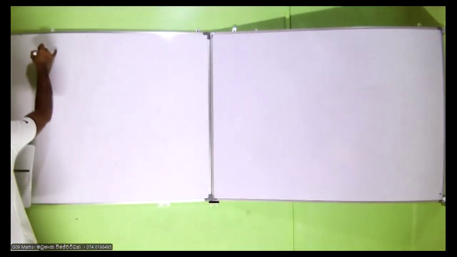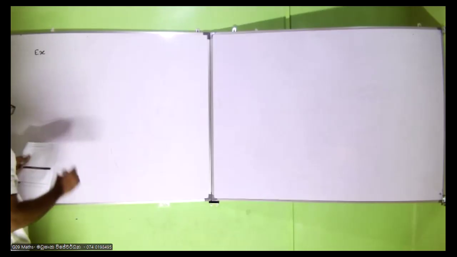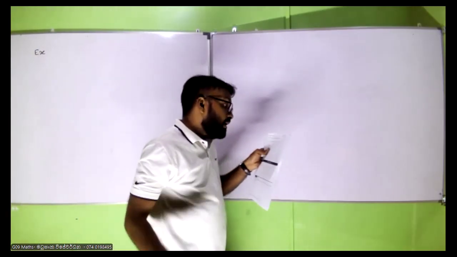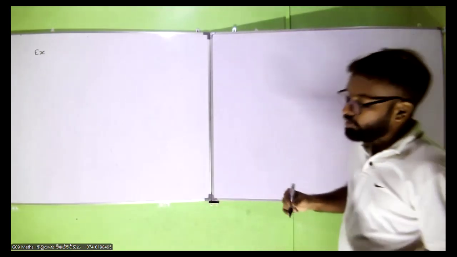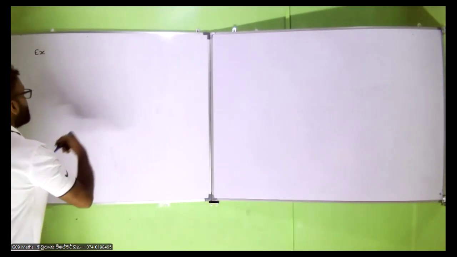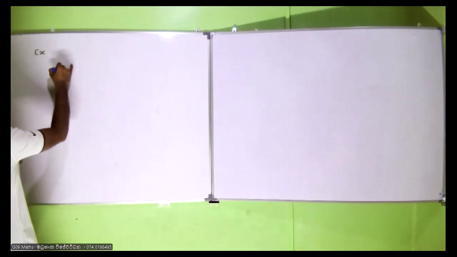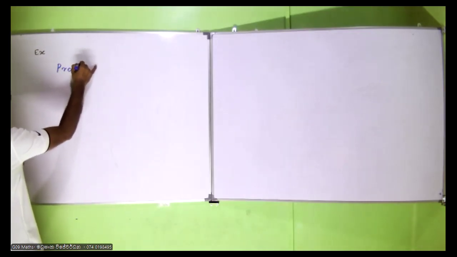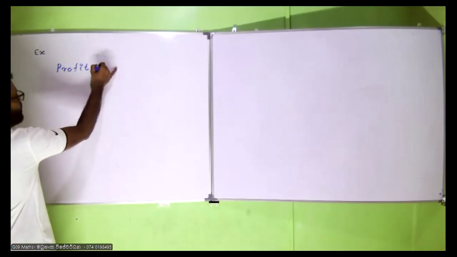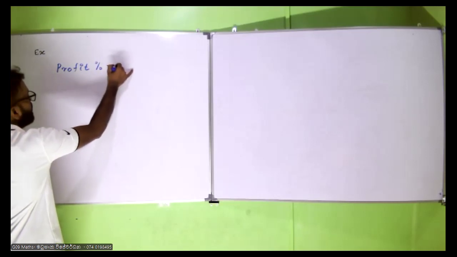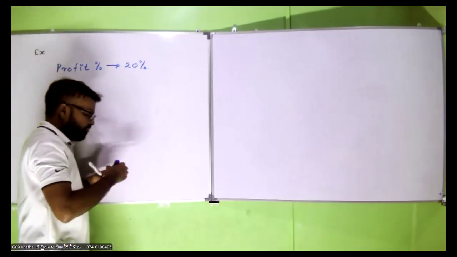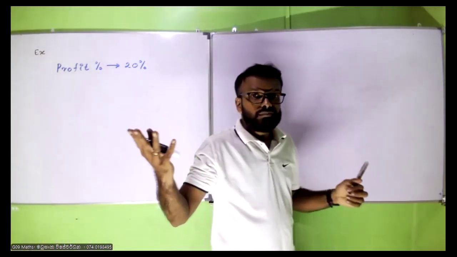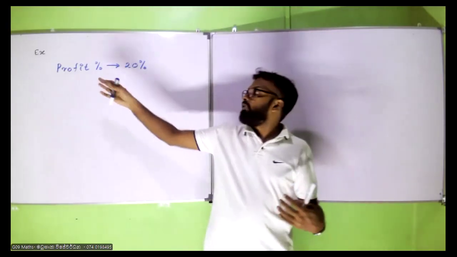Now look at the board. I have given an example. A vendor sells a cupboard to a customer by keeping a profit of 20%. The profit percentage has been given. It is 20%. What is the meaning of this in normal, day-to-day life?